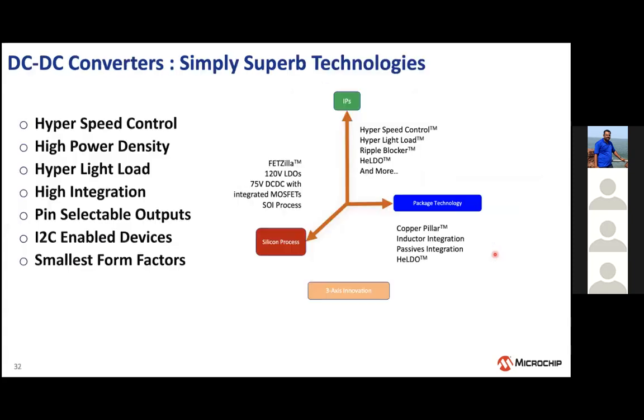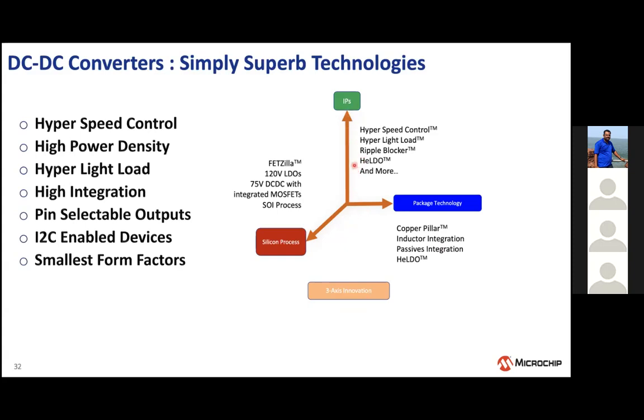Okay. Moving on. So I just introduced the various types of solutions that are available, and it's up to our system what type of solution we need to select. But the point here is that Microchip always believes in three-axis innovation in order to address the challenges as well as to improve the solutions in this particular domain.